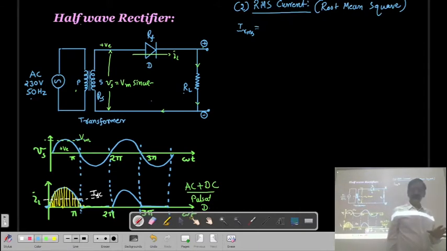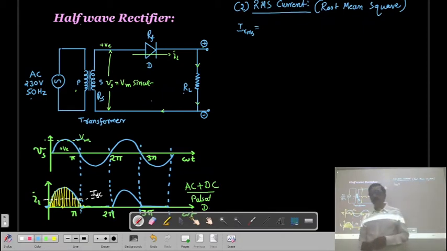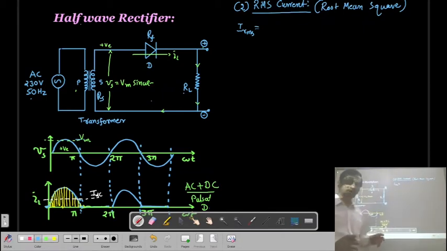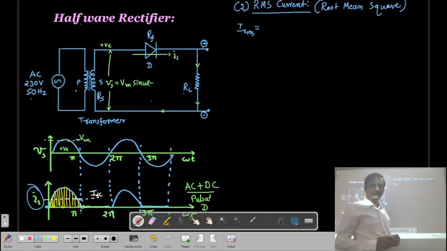There is a constant power dissipation in the loop, and that constant power dissipation is not according to the instantaneous value. Remember, it is not according to the instantaneous value. This power dissipation is according to some constant value, and that is the RMS value of the current. That's why we have to calculate the RMS current.